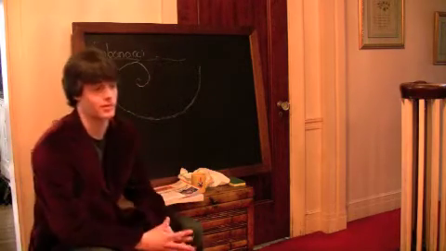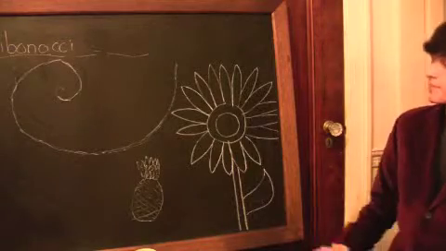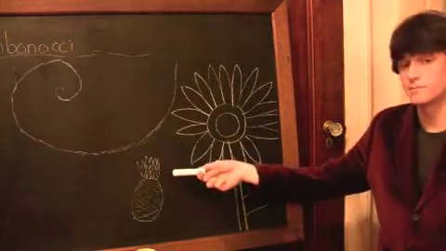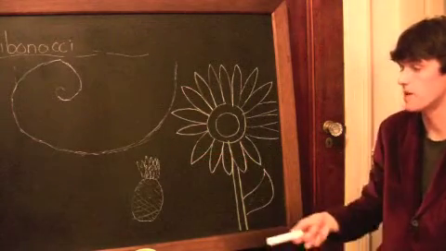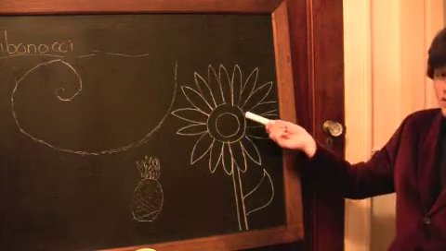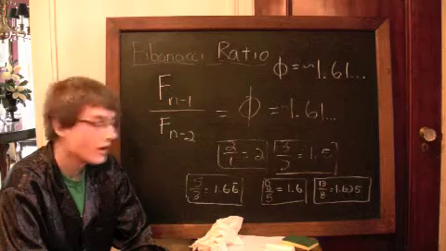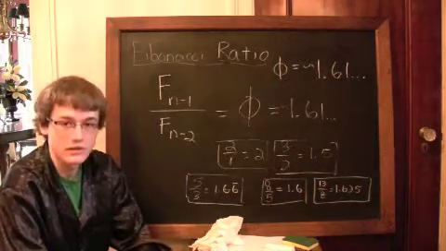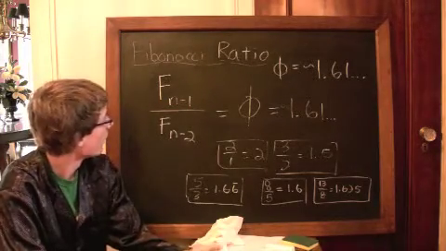Now, that might seem kind of random to you, but it actually shows up in nature quite a bit. For example, if you were to look at a pineapple, like from the top, the spines on the pineapple would actually show Fibonacci spirals. In the same way, if you were to look in the center of a sunflower, Fibonacci spirals all throughout.